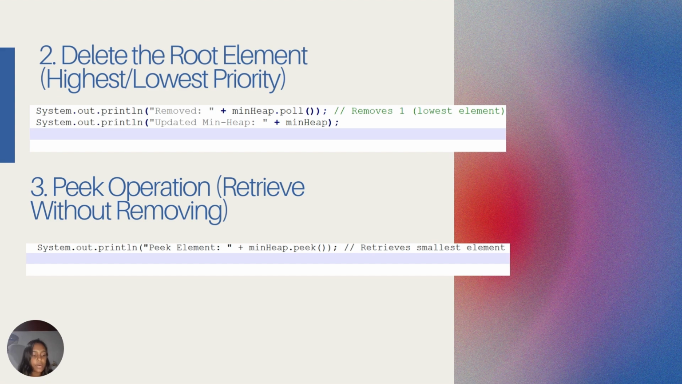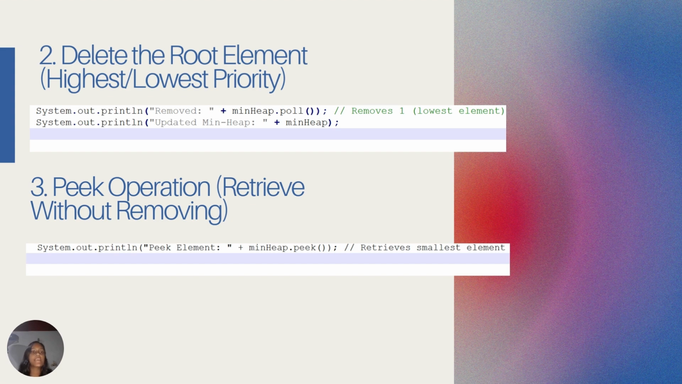In this code, poll removes the smallest element, the root of the min heap. The heap reorganizes itself to maintain the min heap property. The updated heap still follows the rule that the smallest element is at the root. The example is the same as the previous one. Output is: removed 1, updated min heap 5, 10, 20.